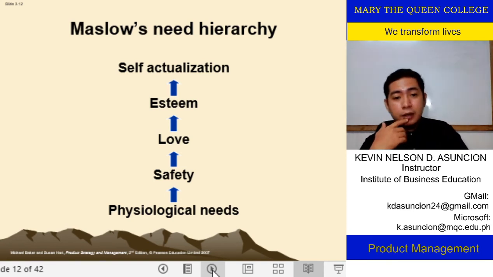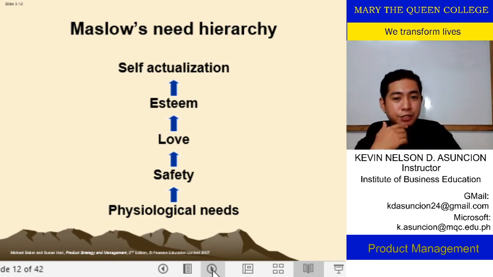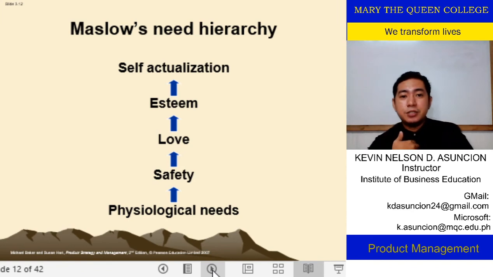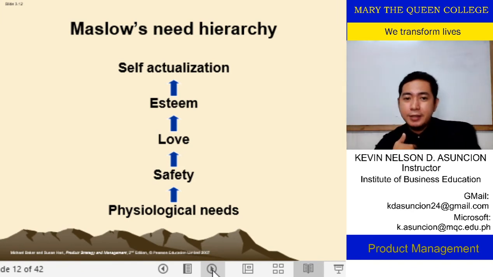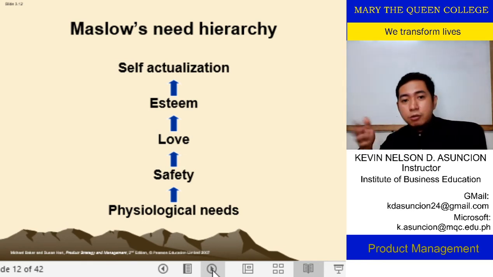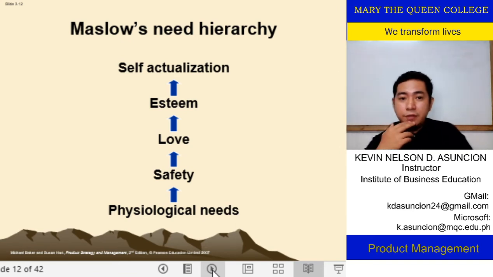And then of course, pag tumaas yung klase ng level of need, pag-iisahin na lang natin love, esteem at saka self-actualization. This pertains to yourself. Self-actualization is whenever nagagamit mo yung anong feeling mo. Esteem is about the pride. Love is about the belongingness. So, isa-summarize na lang natin. Tapos, you want to be in a group. You want to belong. That's part of love and esteem.